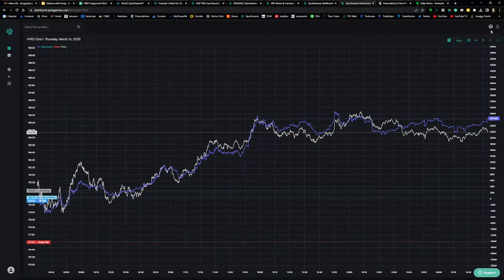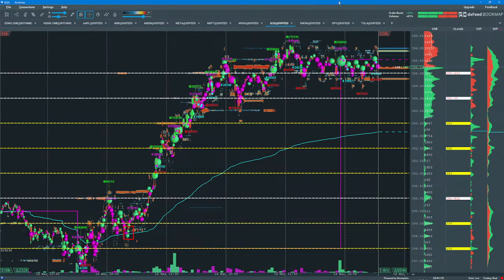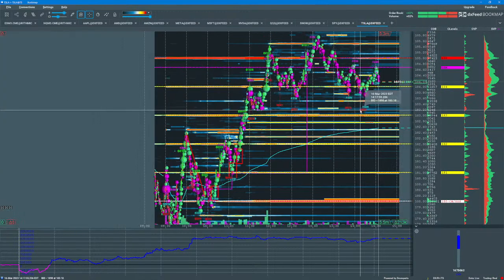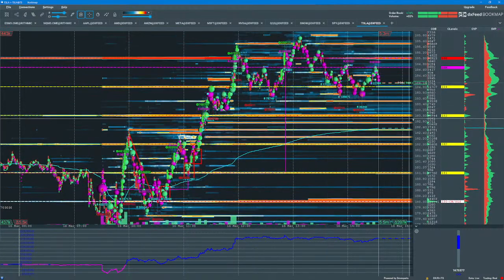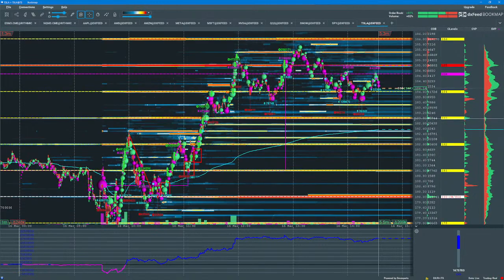So we'll go to Bookmap and take a quick look at Tesla, and then we'll take a final look at the S&P 500. So here's Tesla. And the choppy action, the reversal at the 180 key gamma strike around 1030, 1020, and then price moves higher.